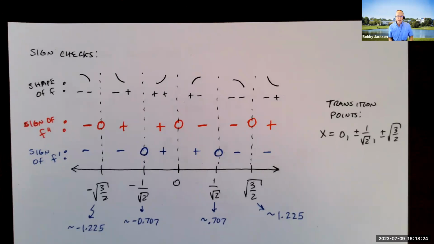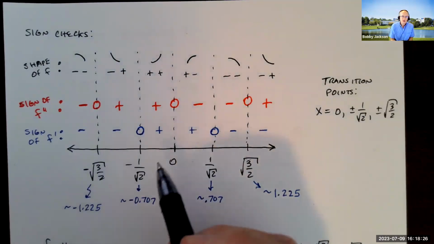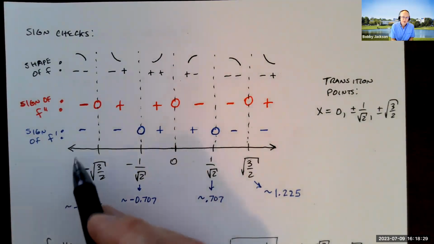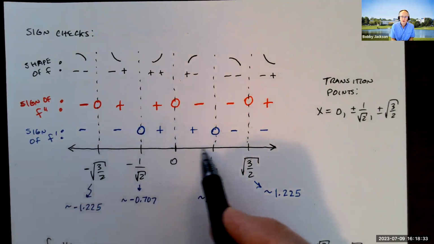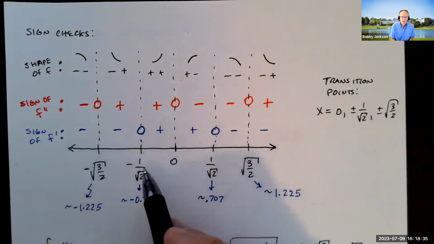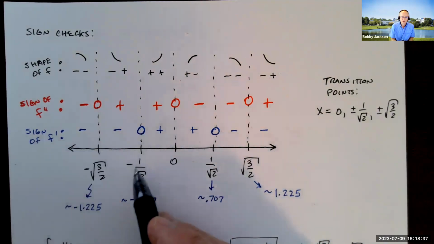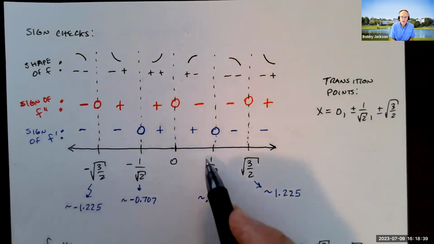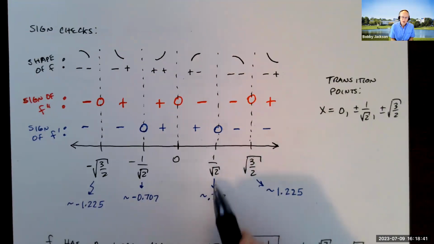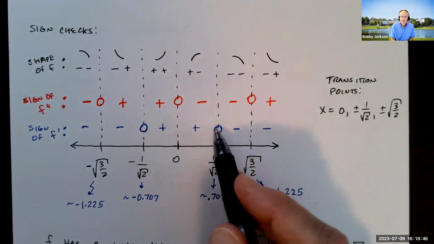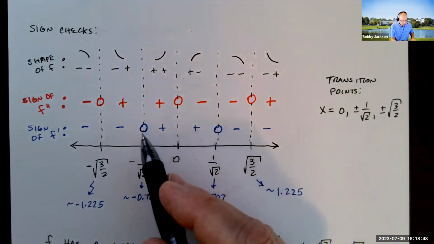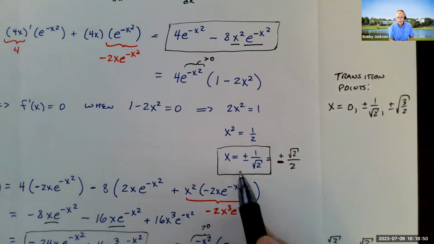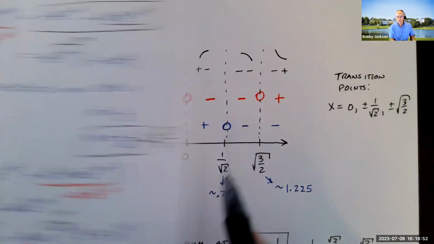So I'm going to do a sign check on things, and I'm going to do it all at one time. You could do it separately or whatever. I just like to put it all together. It helps. So here's my real number line, and these are all the important points. Remember, the first derivative is 0 at negative 1 over square root of 2 and positive 1 over square root of 2. 1 over square root of 2, by the way, is about 0.707, just for reference. At these two values of x, the first derivative is 0.